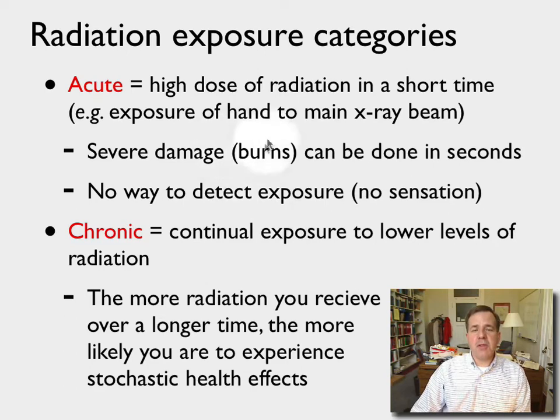So what goes along with this idea of stochastic and deterministic health effects are basically two categories of radiation exposure. Acute exposures are high doses of radiation received in a short time. An example of this would be, for instance, if you should accidentally stick your hand in the main beam of an X-ray diffractometer while the unit is on. This can give you very large doses over localized regions of the body, can cause severe damage in the form of radiation burns, and the damage can be done in seconds. It happens very quickly.